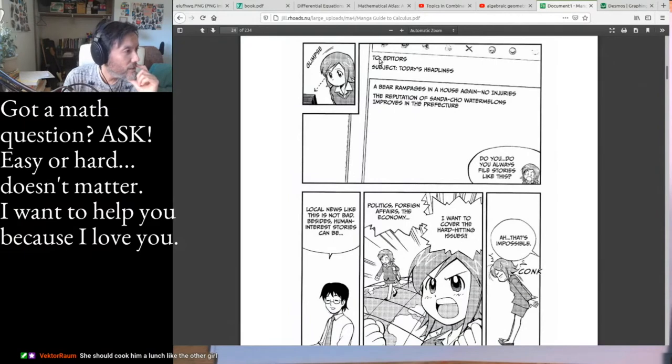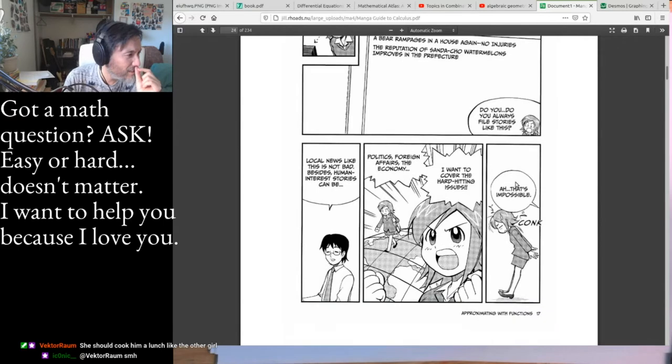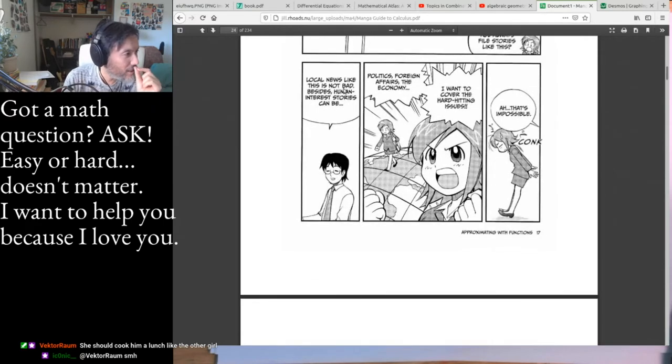Glimpse to editor. Subject, today's headlines. A bear rampages in a house again. No injuries. The reputation of Sandacho watermelons improves in the prefecture. Do you always file stories like this? Local news like this is not bad. Besides, human interest stories can be politics, foreign affairs, the economy. I want to cover the hard-hitting issues. That's impossible.